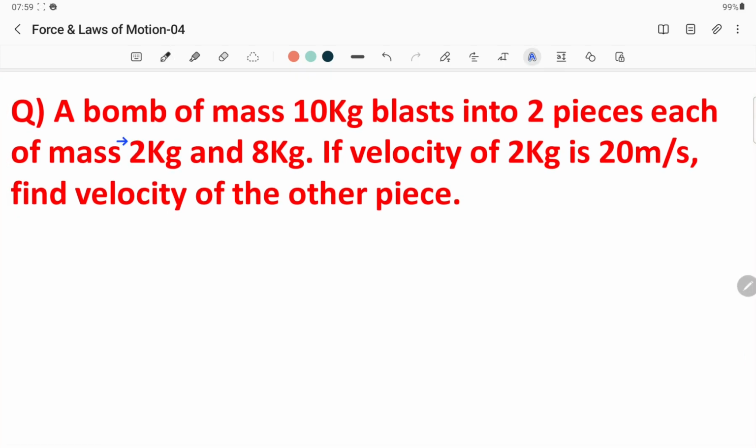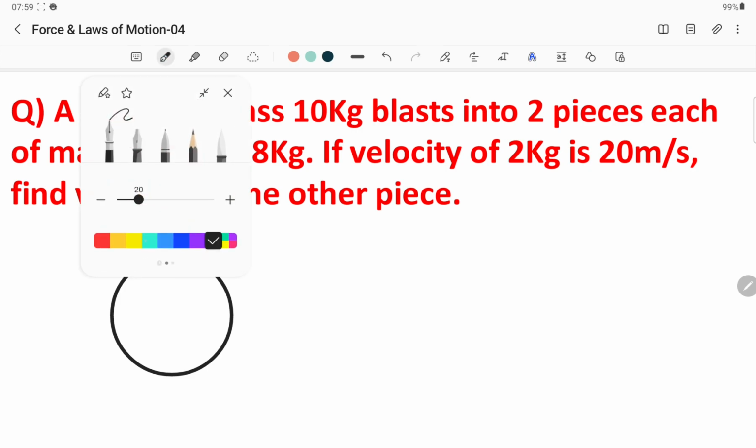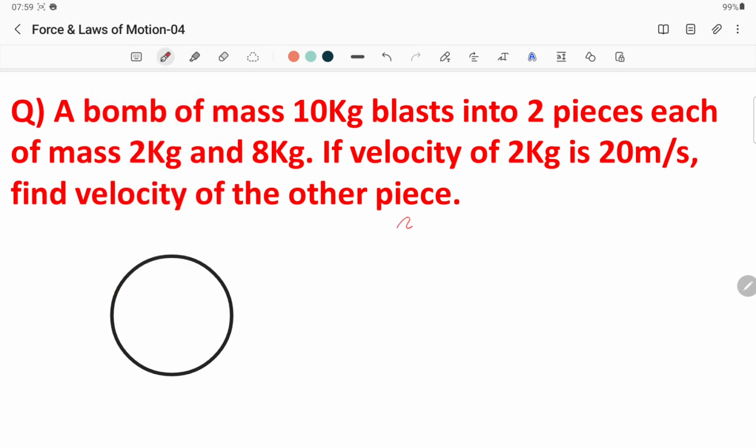Here is a question. A bomb of mass 10 kg blasts into two pieces, each of mass 2 kg and 8 kg. There is a bomb like this, which is 10 kg. Now this 10 kg bomb blasts into two pieces, 2 kg and 8 kg. For example, it blasted like this. Let us take this side as 2 kg and this one as 8 kg.